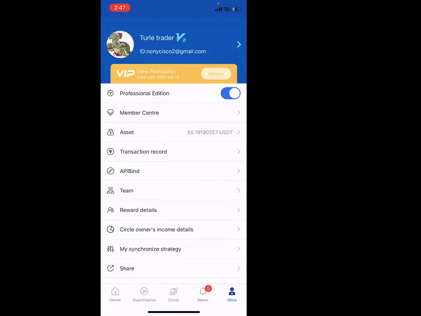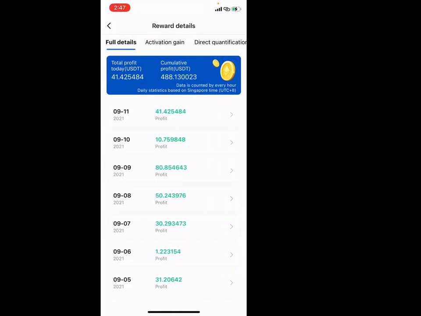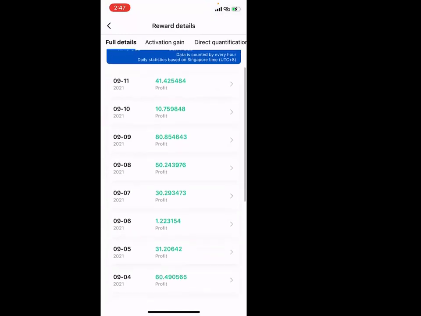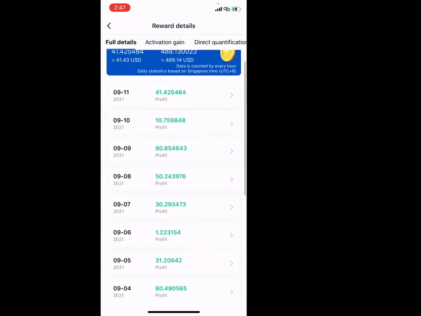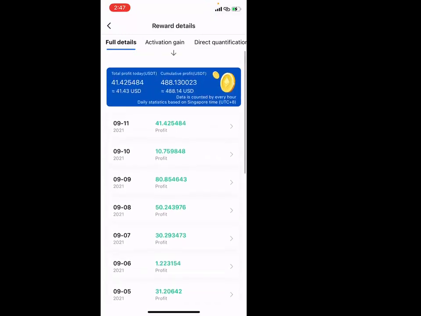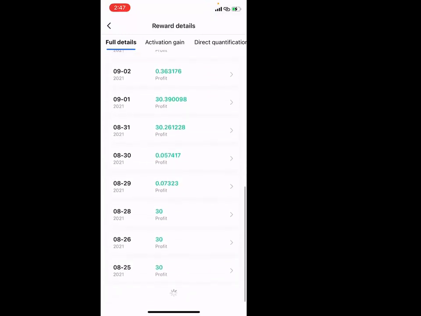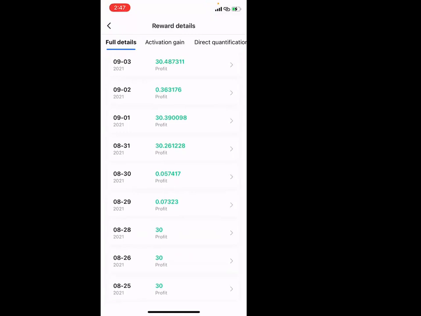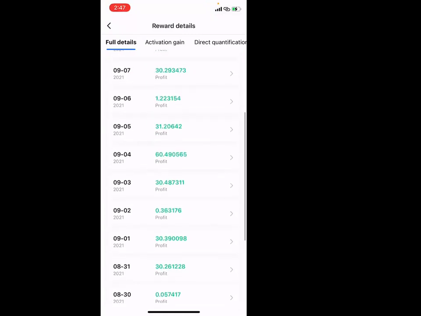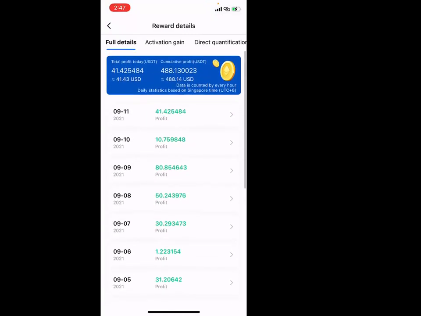Under reward details, you get to see how you are being paid, the profits, the money that RoyalQ pays to you. If you want to start seeing this kind of money, just share your links with your friends. Get them to activate this robot and make money like you. Today alone, I made $41. Yesterday, $10. Day before, $80. I started using my link from the 25th of August. Less than 2 weeks, I'm already at $488.